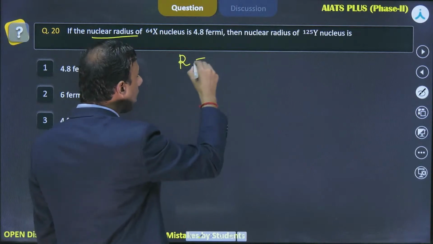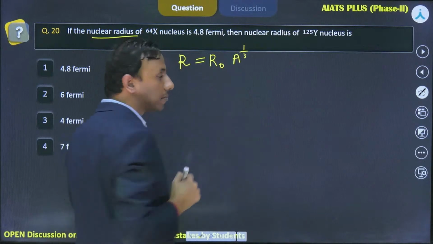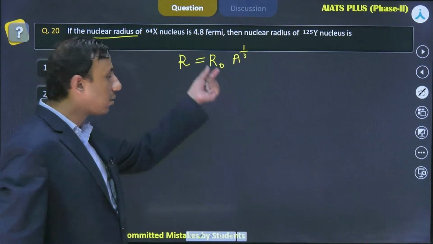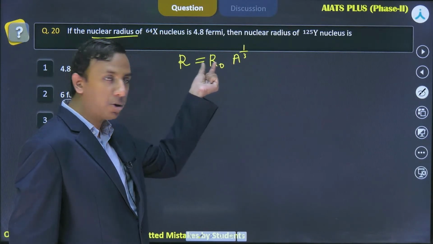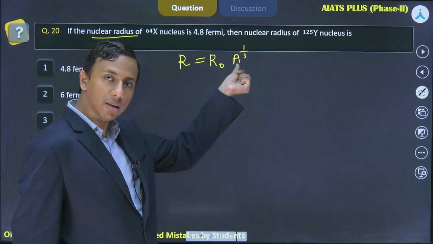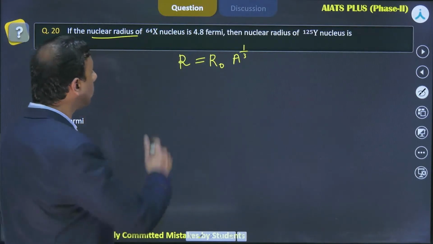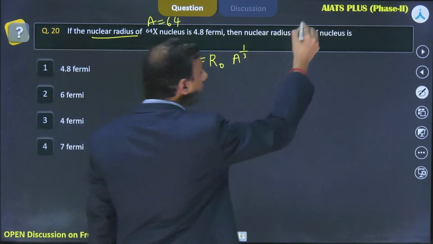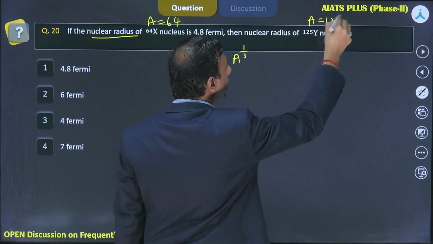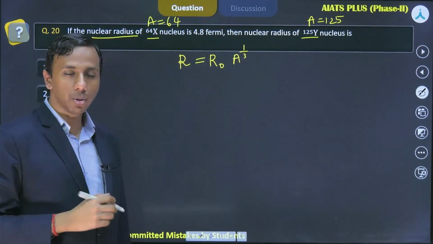Remember the formula for nuclear radius. What was it? R is equal to R naught A to the power 1 by 3, where R naught is a constant, 1.2 femtometer or Fermi, 1.2 FM, and A is your mass number. And if you see over here, the mass number is also given. What is the mass number for this one? 64. What is the mass number for this one? 125. So if the mass number is known, you can find the radius as well.